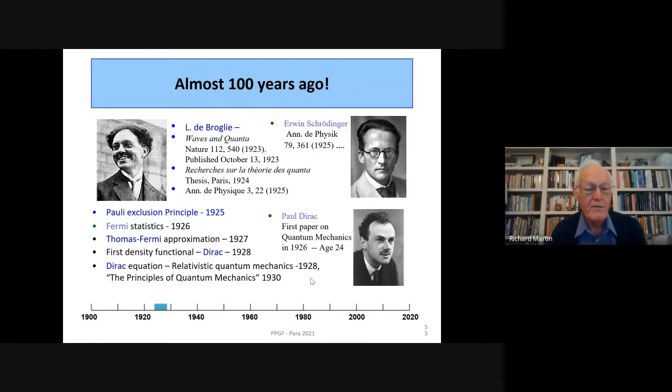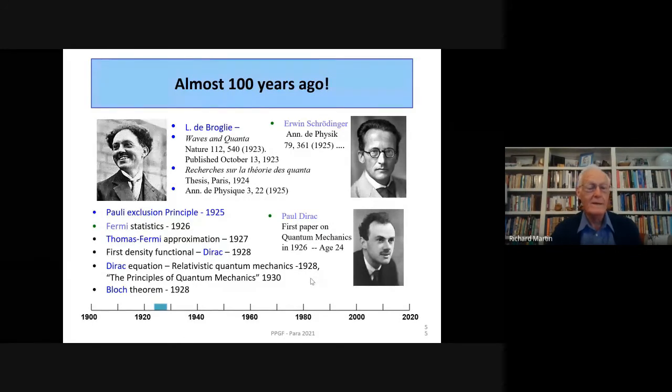He proposed the first density functional in 1928. The Dirac equation for relativistic quantum mechanics already in 1928 was the basis of everything that we do now in our field. And already in 1930, age 28, he had published the book Principles of Quantum Mechanics. That's a beautiful book that still should be read today. I have a copy. And use it. The Bloch theorem was already in 1928.